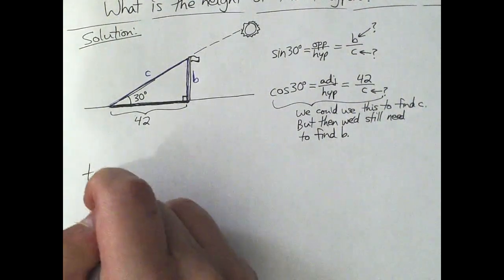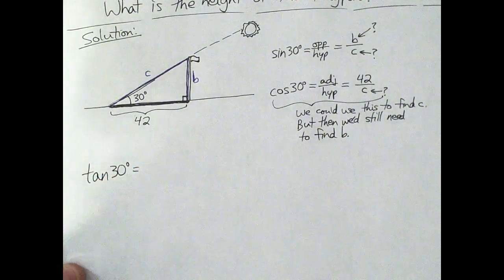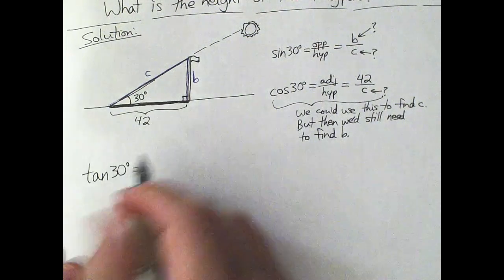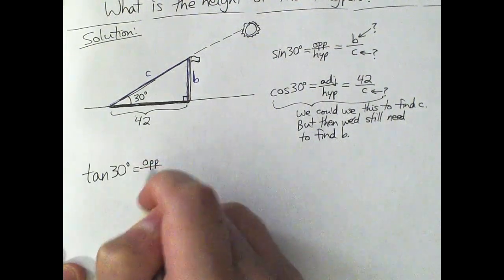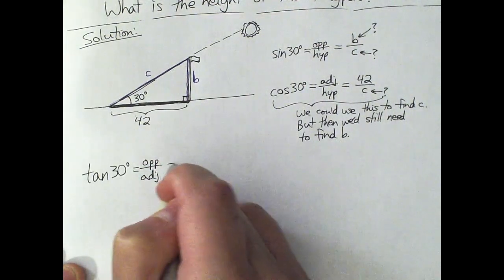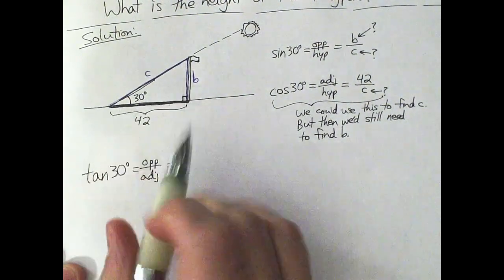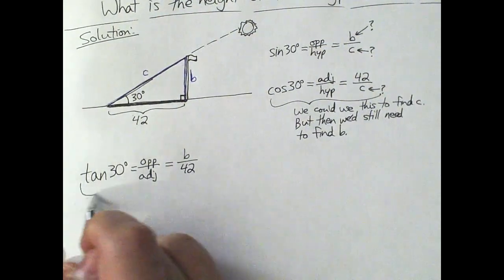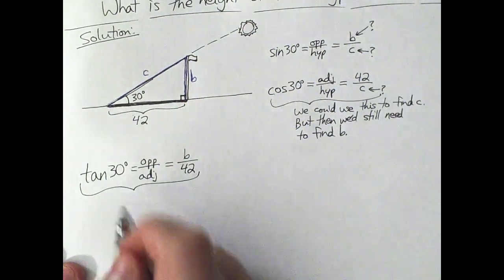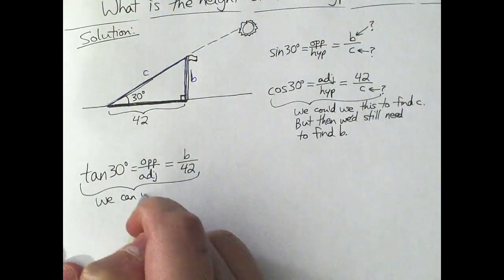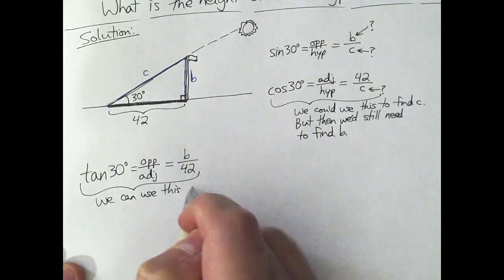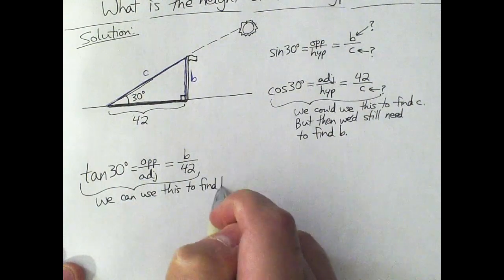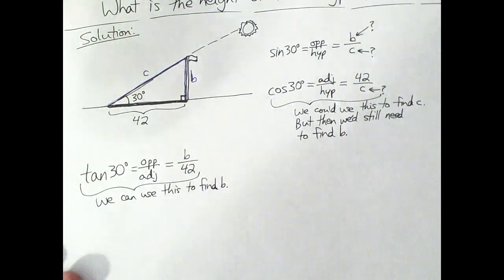I'm going to try tangent of 30. Tangent of 30 degrees is opposite over adjacent. The opposite side is B. The adjacent side is 42. So I like this because we can use this to find B. We don't even need to find C along the way. We can just go straight for B.